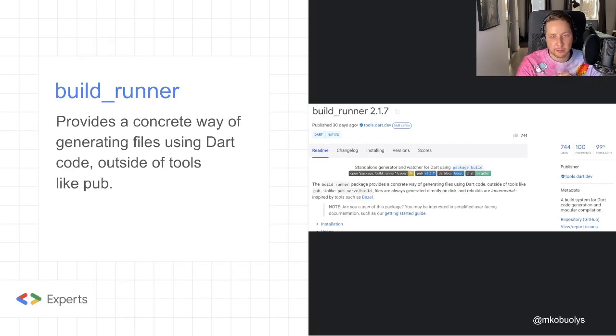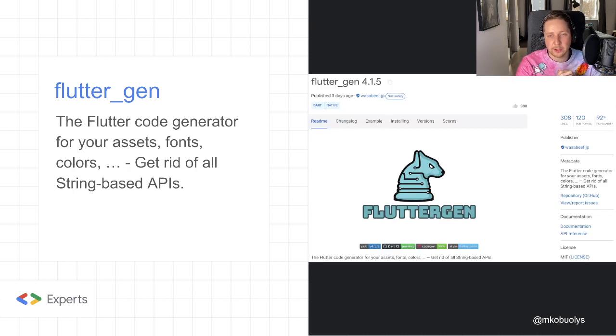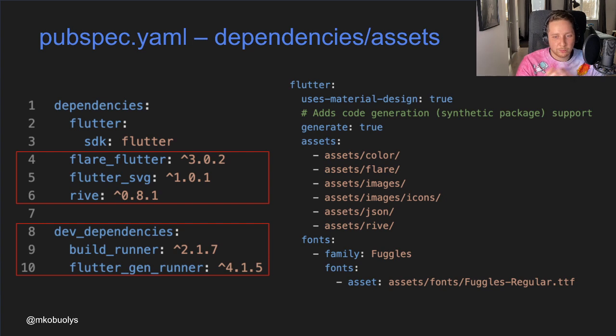For this, we'll use build_runner, which is a build system or tool for Dart code generation. We'll also use another package, FlutterGen, which is Flutter code generation for your assets, fonts, and colors, and by using this tool, you should get rid of all string-based APIs. As before, if you want to use any package in your code, you need to add it to your pubspec.yaml file. So under dev dependencies, you could see that we add build_runner and flutter_gen_runner, and these would be used to generate code.